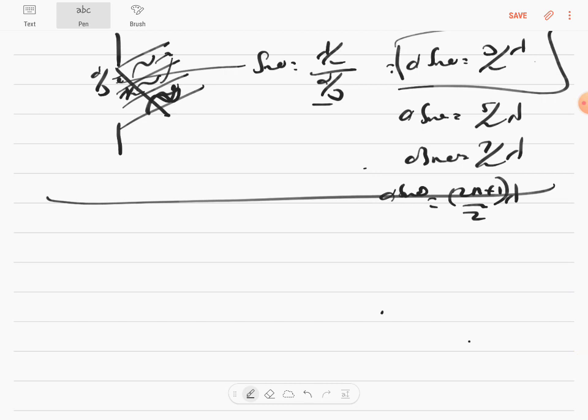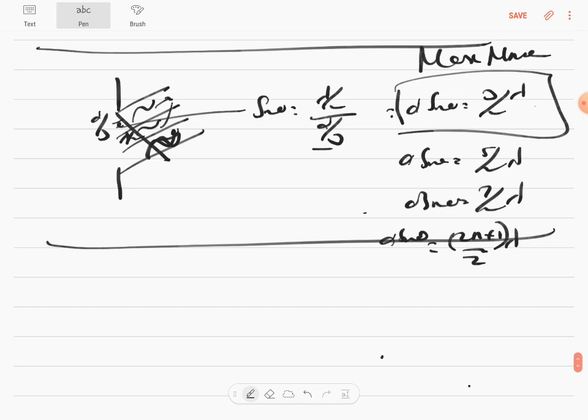Here d sin theta, where n is equal to 1, 2, 3 and so on. There also it's 1, 2, 3 and so on.